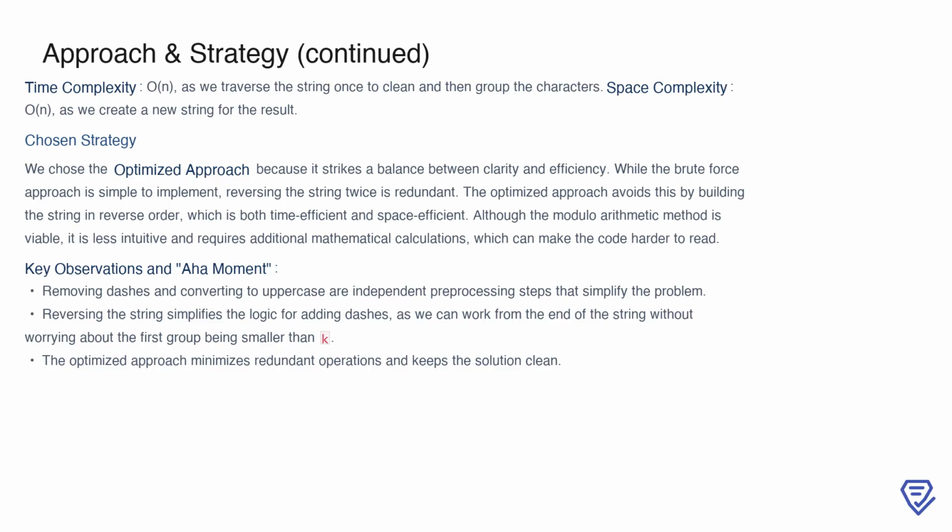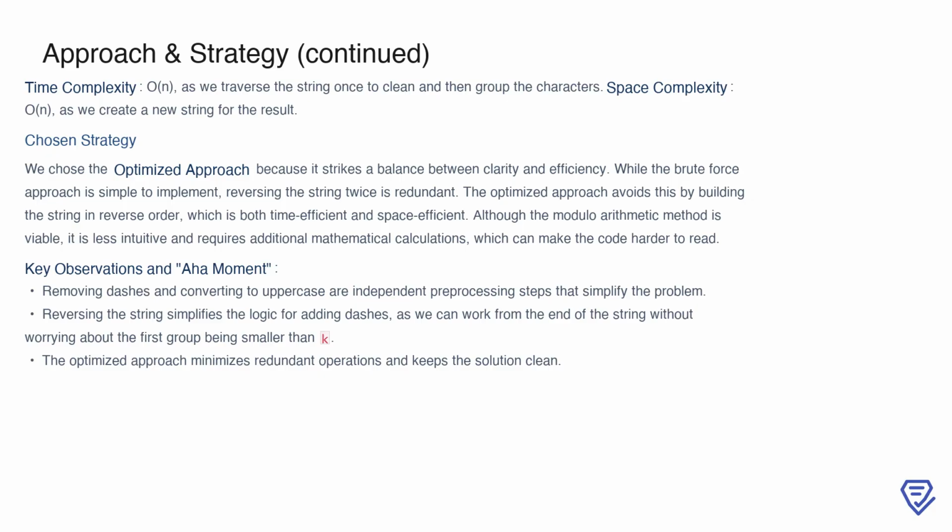Given these considerations, we chose the optimized approach as the most balanced strategy for solving the problem. It achieves a good trade-off between clarity and efficiency. The brute force approach, while easy to understand, involves redundant operations like reversing the string twice. On the other hand, while the modulo arithmetic method is efficient, it introduces additional complexity in terms of calculations and code readability. The optimized approach avoids these pitfalls by building the result string in reverse order, which simplifies the logic and reduces unnecessary steps.